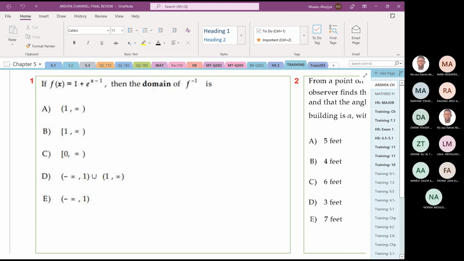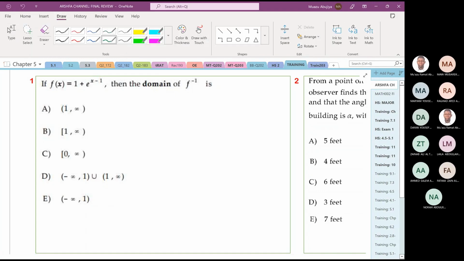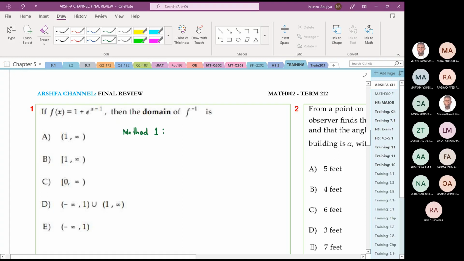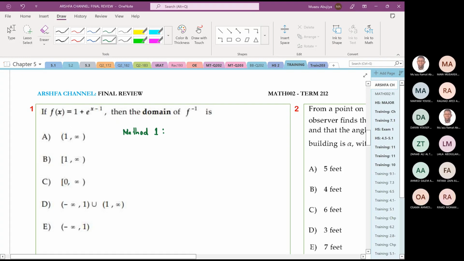So let us take a look at maybe just 2 methods, okay? 2 methods will be fine. Now I will show you, let's say, method 1. For the first method, I'm going to find the inverse, but of course we do not need to find the inverse, all right? I will find the inverse and give you the domain. Then we use the concept of the inverse of a function to answer method 2.